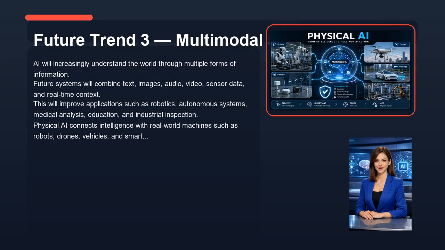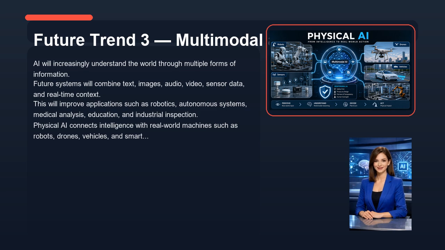Now let's look at future trend 3, multimodal and physical AI. AI will increasingly understand the world through multiple forms of information. Future systems will combine text, images, audio, video, sensor data, and real-time context. This will improve applications such as robotics, autonomous systems, medical analysis, education, and industrial inspection.